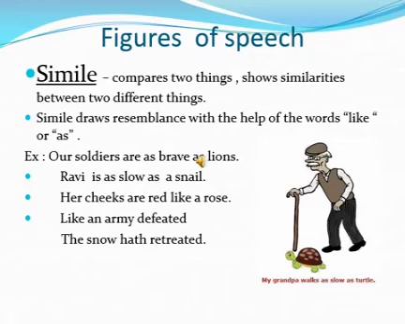For example, our soldiers are as brave as lions. So, soldiers are compared to lions. Ravi is as slow as a snail. So, Ravi is compared to a snail. Her cheeks are red like a rose. Cheeks are compared to a rose. Like an army defeated, the snow hath retreated. Here we can see that the army is compared to the snow.